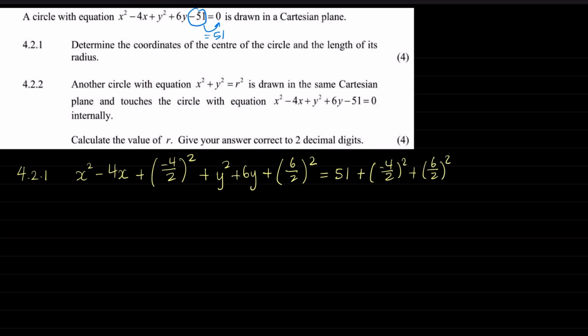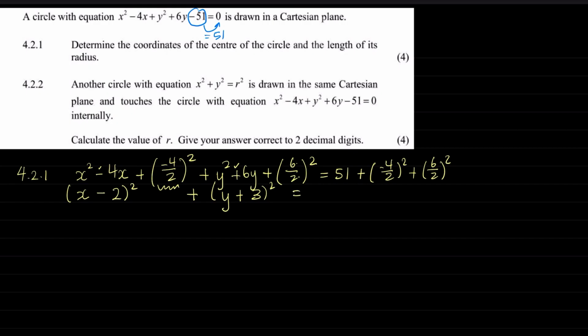Now I can complete my square. This is going to be x. There's a minus here, so I'm going to put a minus here. Then this simplifies to minus 4 over 2 is minus 2. Minus 2 squared is 4. The square root of 4 is 2. So it's going to be x minus 2 all squared. Then plus, here I'm going to have y. There's a plus here, so I'm going to put a plus here. 6 over 2 is 3. 3 squared is 9. The square root of 9 is 3. So y plus 3 all squared.